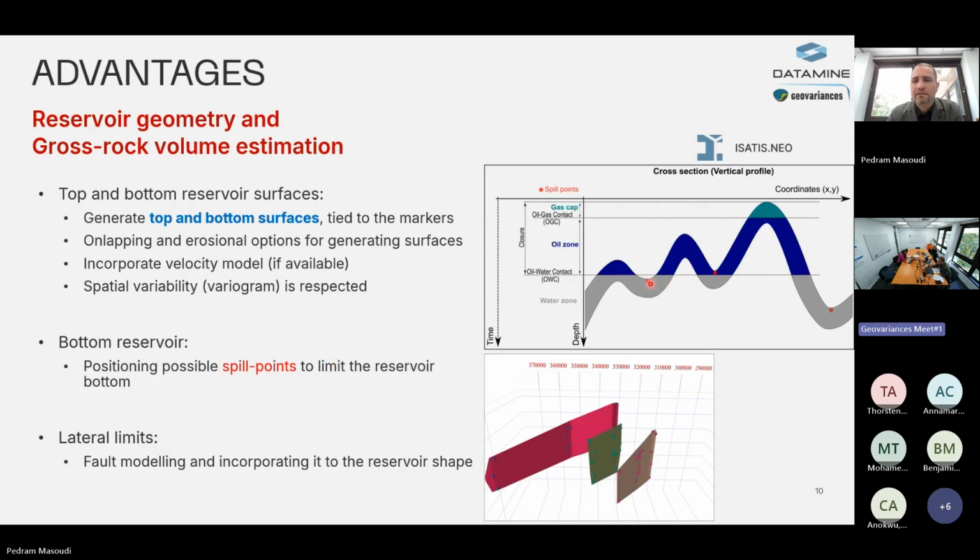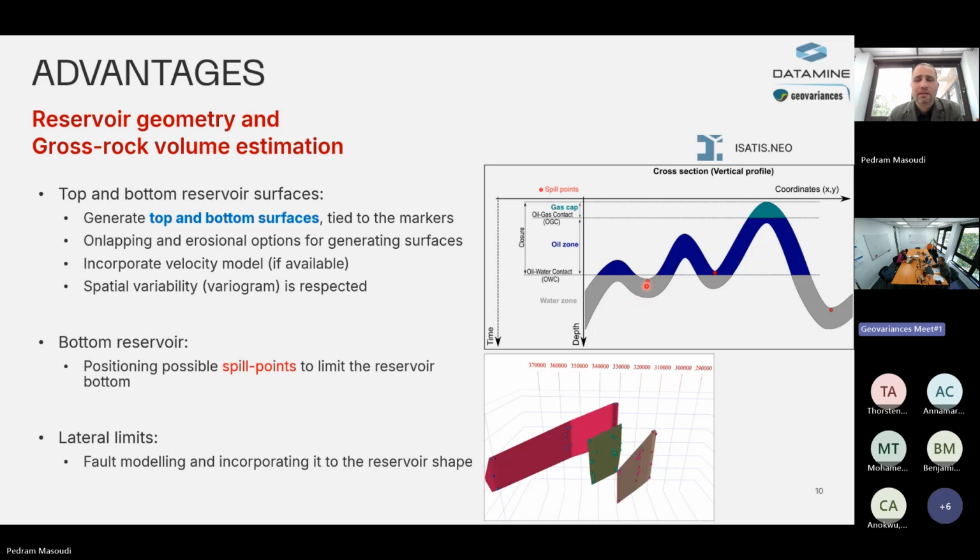The points that you can see here are called spill points. In fact, they are the points where the neighboring reservoirs are connected. And in Isatis.neo, there are some tools, some algorithms, to find these points.